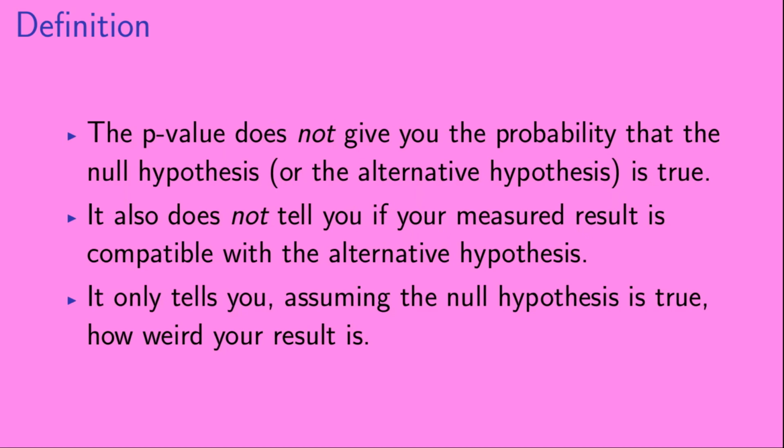Now, the p-value does not give you the probability that the null hypothesis, or for that matter, the alternative hypothesis, is true. It also does not tell you if your measured result is compatible with the alternative hypothesis. It only tells you, assuming the null hypothesis is true, how weird your result is.